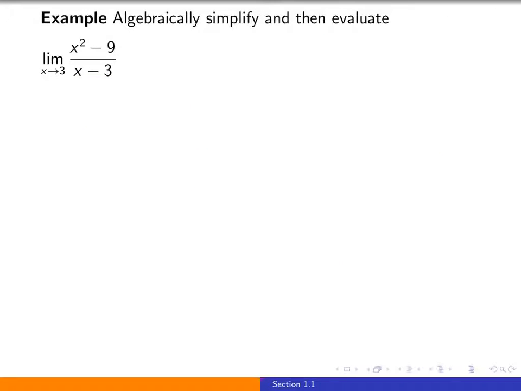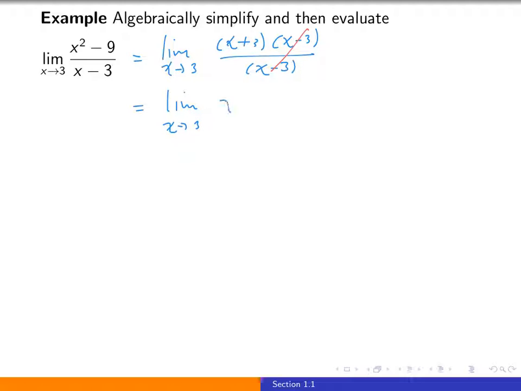So a similar problem here. Let's algebraically simplify and then evaluate. So once again, what we have in the numerator is going to factor very nicely. It's a difference of squares. So x plus 3 times x minus 3 all over x minus 3. The x minus 3 in the top and the bottom cancel. And we are left with the limit as x approaches 3 of x plus 3.